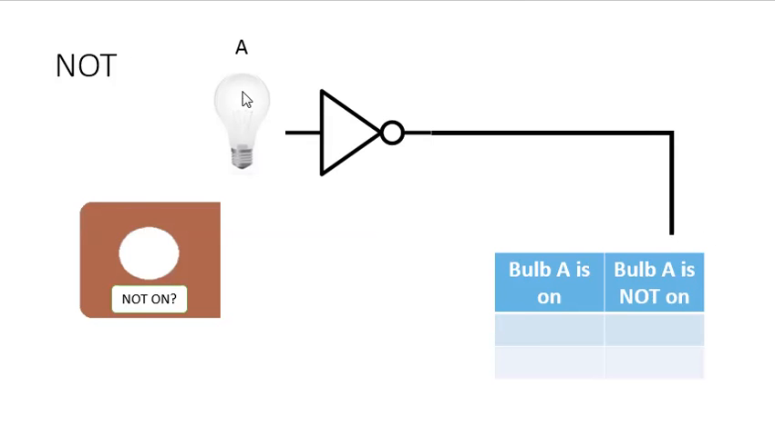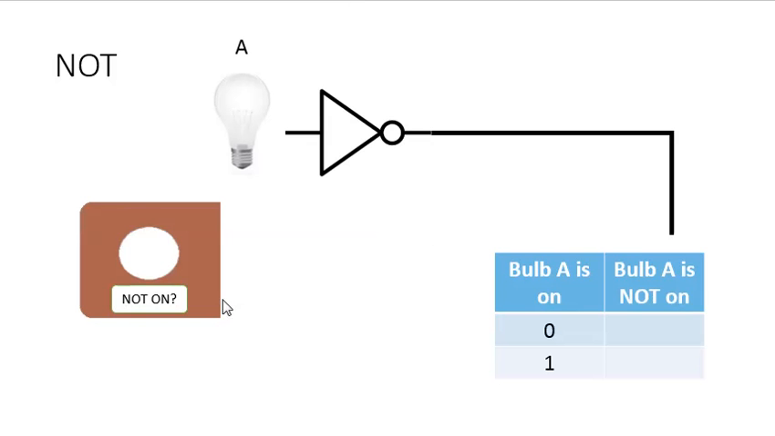Right, the statement bulb A is on is either going to be false, which we will represent by a 0 in the column, or it can be true. Because there's only two possibilities, it's either going to be false or true. There are only two permutations at this stage.